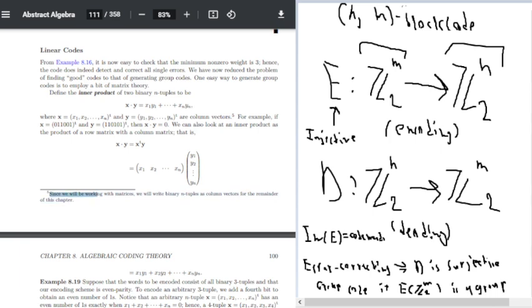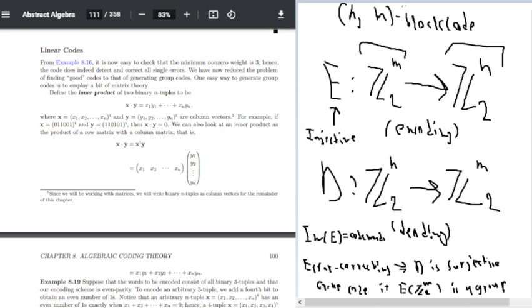So also, since we will be working with matrices, we will write binary n-tuples as column vectors for the remainder of the chapter. For example, if x = (0, 1, 1, 0, 0, 1)^T and y = (1, 1, 0, 1, 0, 1)^T, then x + y = (1, 0, 1, 1, 0, 0)^T, and x · y is equal to 0.